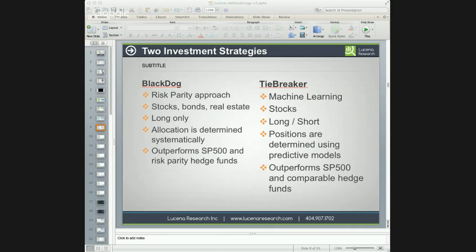Do you perform optimization? Let me click on that. So yes, especially with regard to the Tiebreaker strategy that I'm going to show you in a moment. Black Dog uses a kind of optimization that I'll describe in a moment. It's not the mean variance optimization that you all have been using already. It's kind of a variation on that. Tiebreaker does explicitly use mean variance optimization, and I'll describe how we do that in a moment.